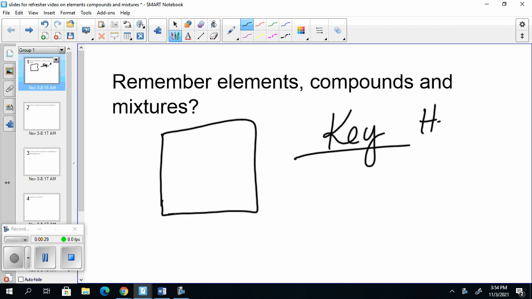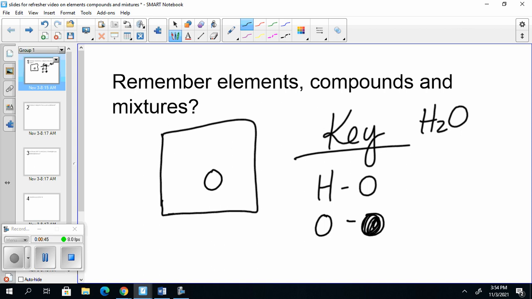Water's formula is H2O. So that means I'm going to need two H's combined with an O. So let's say I make hydrogen be an open circle and oxygen be a filled in circle. Okay, so I have one O and two H's. And so that is a compound because it contains more than one type of atom bonded together, and it also has a fixed ratio. That means I always have two H's for every one O.